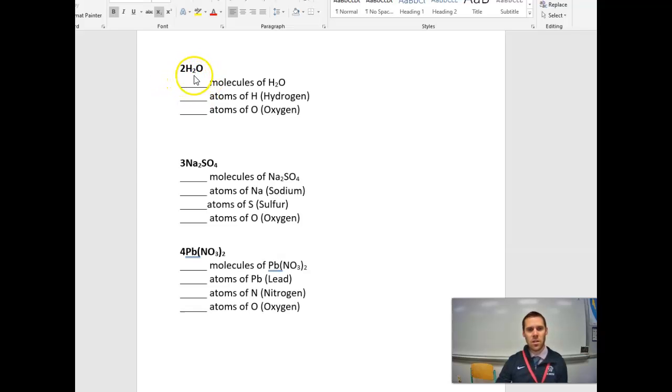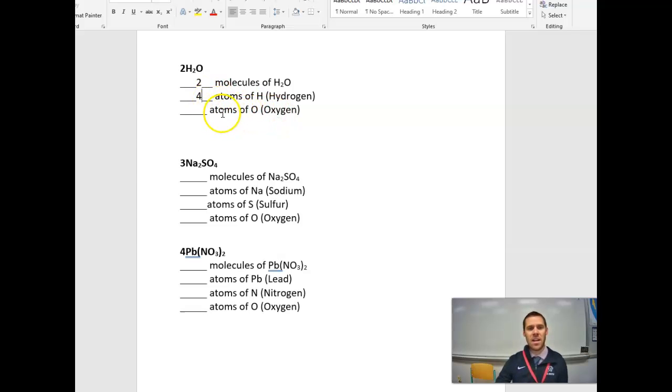So for the first example, we're going to start off kind of slow, but just know that we have a coefficient and a subscript. So this coefficient tells us how many molecules of H2O, or how many molecules of water, do I have. That is 2. I want you to go ahead and tell me how many atoms of hydrogen I have. Just remember that you want to apply this coefficient and this subscript. So 2 times 2 is going to be 4 atoms of hydrogen. I hope you got that correct.